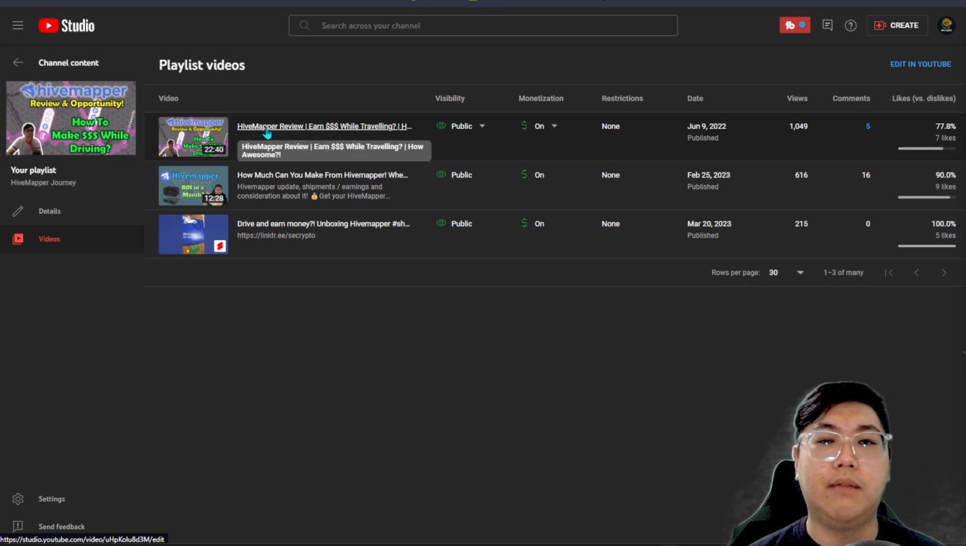It's a very simple concept. Buy the dashcam, plug it into your vehicle. After that, just drive around, and it's going to capture all the data.